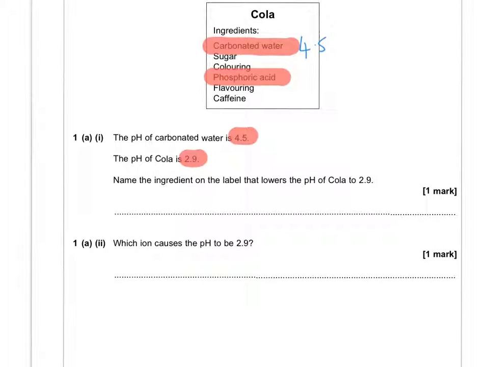Much harder question now, except it's not really hard. What it requires is good recall. It says which ion causes the pH to be 2.9. Now ions, remember, have charges, either positive or minus, and we've got to think of an ion. There are two we need to know that cause something to be acid or alkaline.